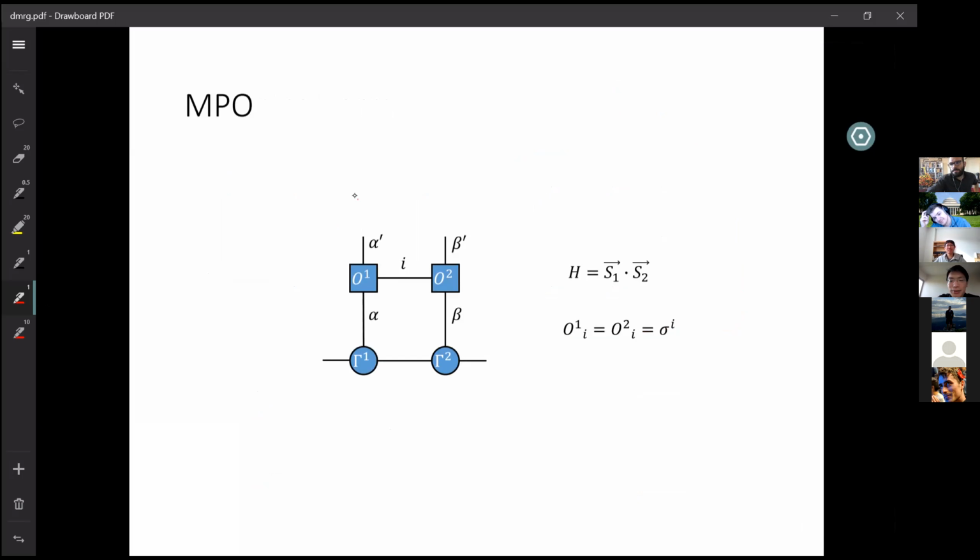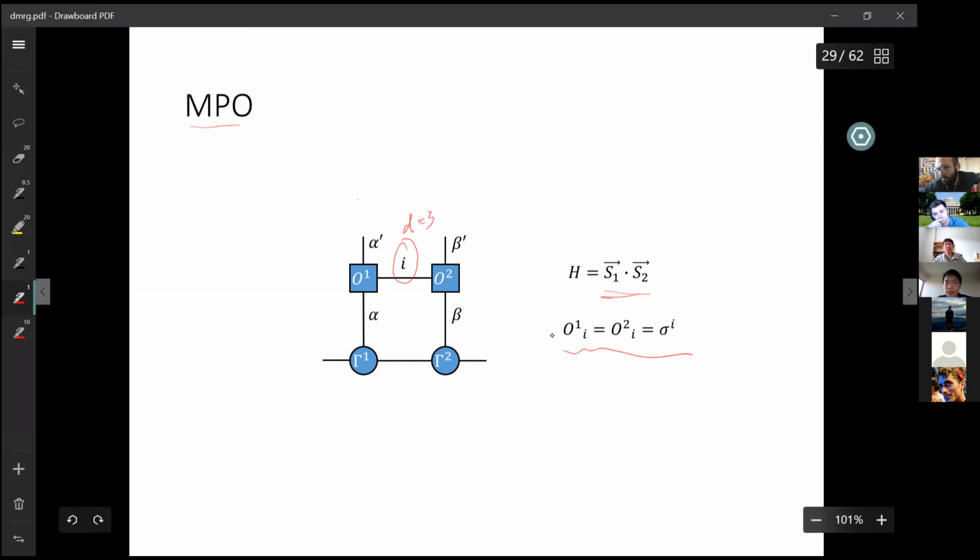So we need to define what a matrix product operator is. An operator is also written in this tensor product form. The Hamiltonian here, for example, is a Heisenberg Hamiltonian. In the Heisenberg Hamiltonian, we have three terms, SxSx, SySy, and SzSz, right? So we just assign the three terms to the three indices. So the bond dimension of this index is 3. We write the tensor elements like this, and then this tensor network will give us an operator like this.